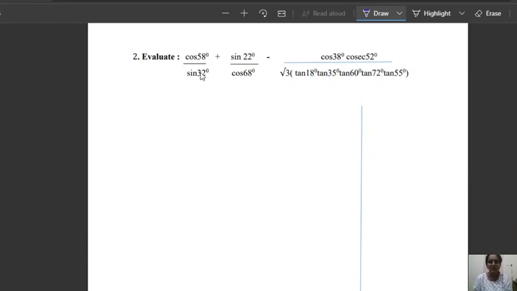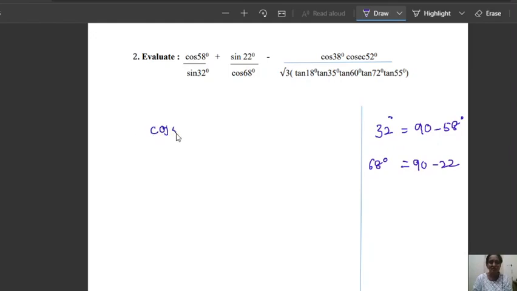Now cos 58 and sin 32, the sum is 90, right? So you can write 32 as 90 minus 58. Here 22 and 68, you can write 68 degree as 90 minus 22. In this sum we will check afterwards. Let me write first.